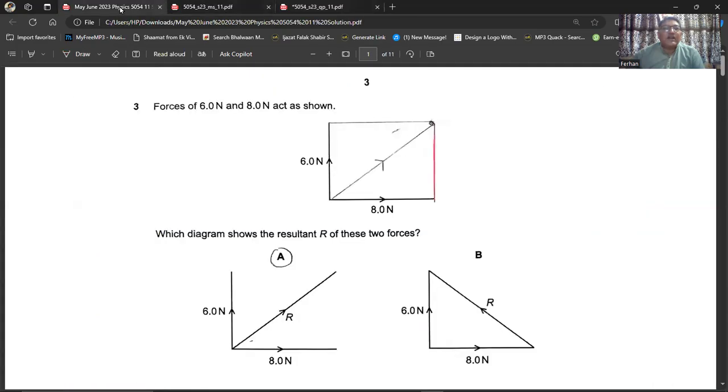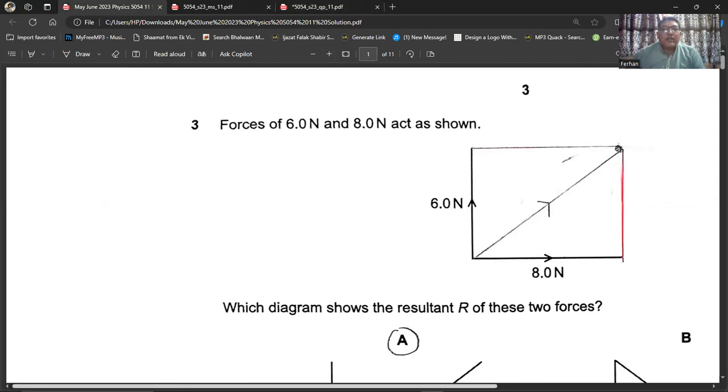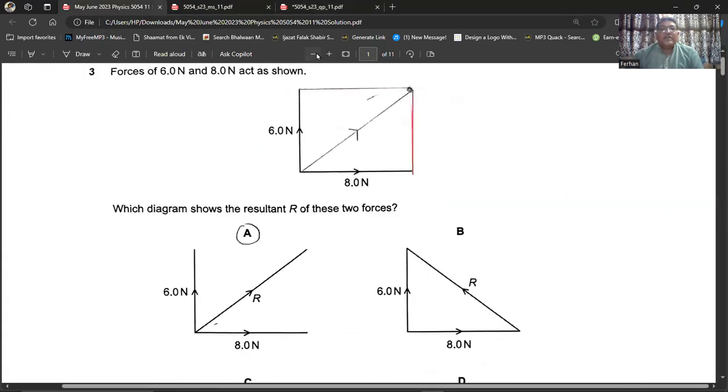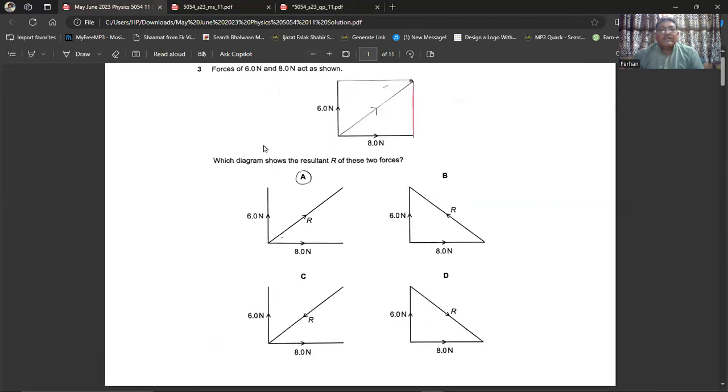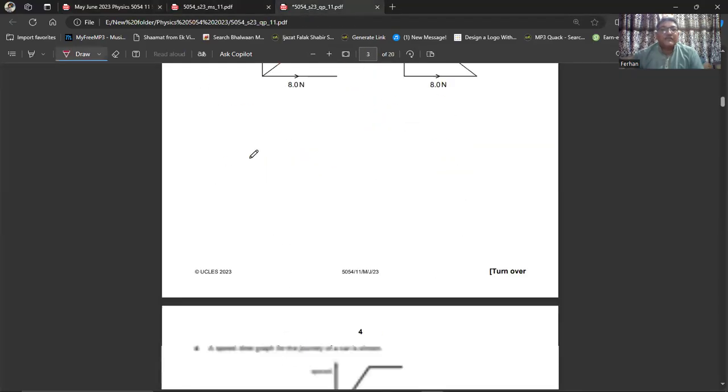Let me show you. I have done this on a paper. Can you see this? Here you can see I have completed this parallelogram, and where the tails of the two vectors were joined, I have joined that with the opposite corner of the parallelogram. And so this line is my resultant vector. So the right option will be A. Question number 3, A is the answer.